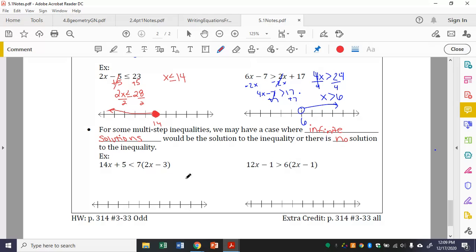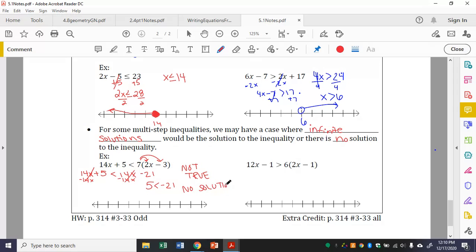So if I want to see how those situations would look when I solve an inequality, here, first thing we'd have to do would be expand this right side. So we're going to distribute the 7. We're going to get 14x plus 5 is less than 14x minus 21. Now, if we notice, we have an x on both sides, but when I go to bring the x over to the same side, 14x minus 14x cancels. Same thing here. So what I'm left with is an inequality that says 5 is less than negative 21. This is not true, right? 5 is not smaller than negative 21. Because this is not true, this is a situation where we would see no solution.